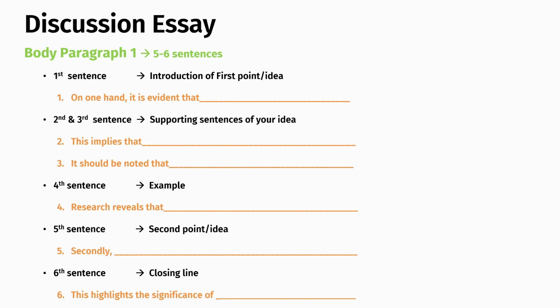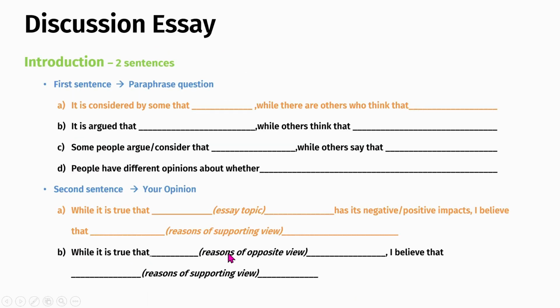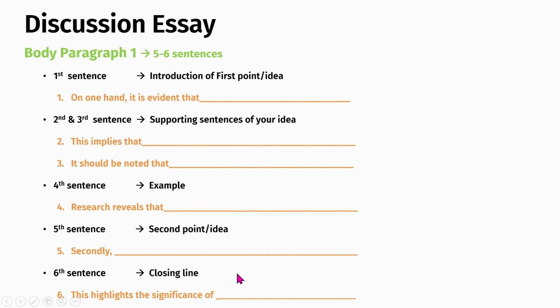If you have that question, go back to your introduction. In the second sentence, there are two parts, a comma is there, and this second sentence is separated into two parts. In the first part we have mentioned the opposite view, and in the second part we have mentioned the supporting view. We have to follow the same order for body paragraph 1 and body paragraph 2. So our body paragraph 1 will be the opposite view, and body paragraph 2 will be the supporting view. Let's go back to our template.